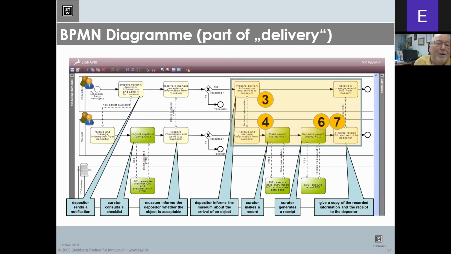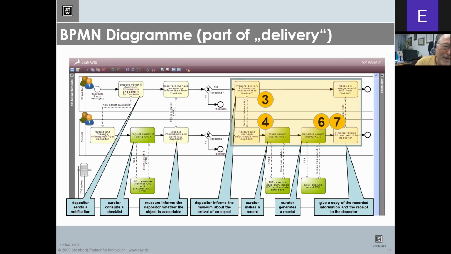And the starting point is here. And we have a comment to this starting point. Depositor has a new object. And this initiates the steps of the depositor. The depositor prepares an object and depositor information and sends it to the museum.